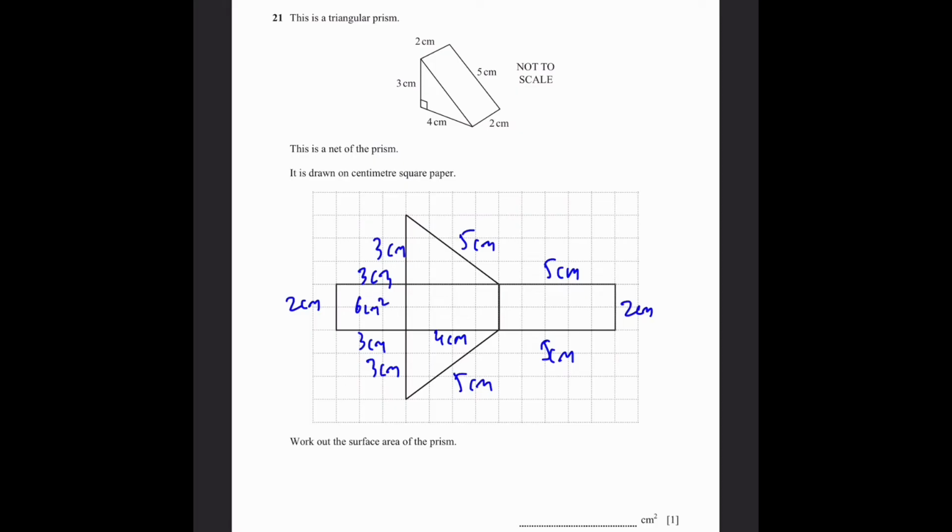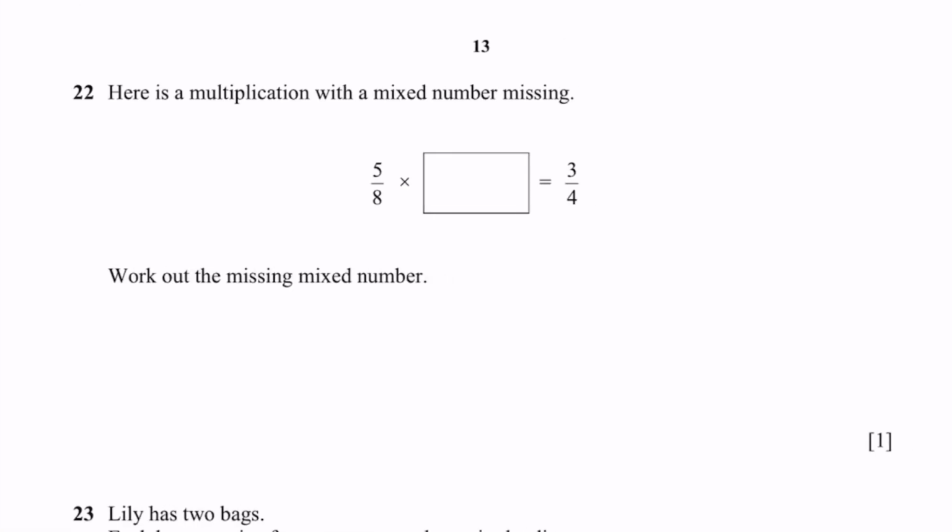6 centimeters squared. And then this is 8 centimeters squared, 10 centimeters squared. Now the triangles, they both are equal, and it's 6 centimeters squared for both. So we just add this, and we get the answer as 36 centimeters squared. That's the answer.